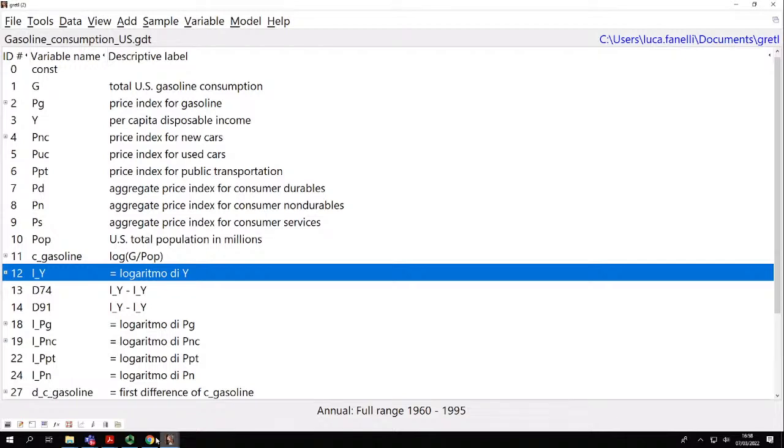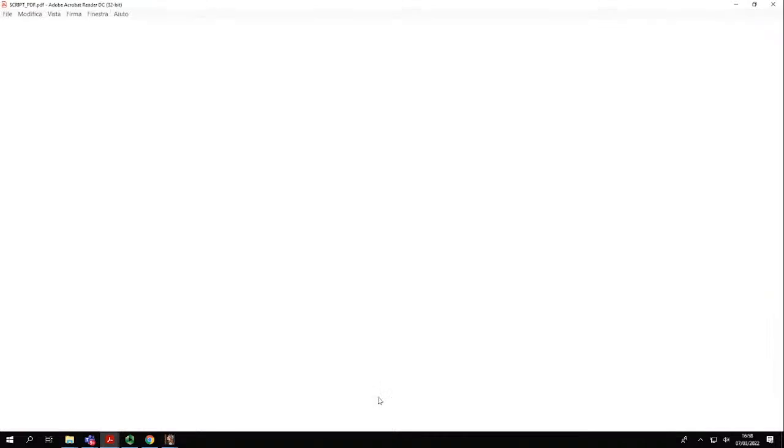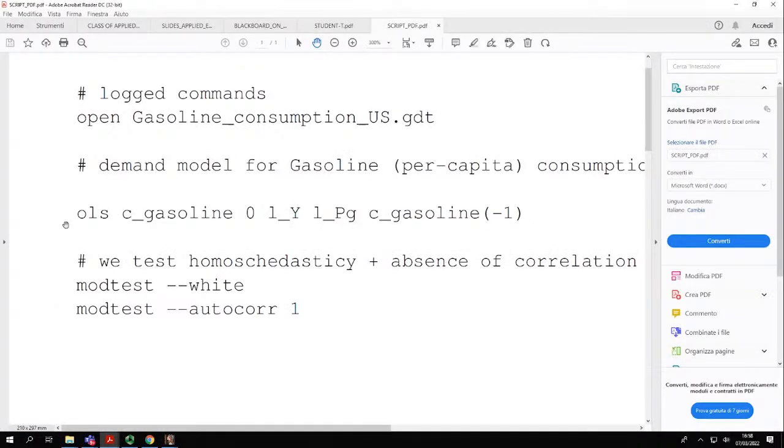Let me come back to the PDF file. In my model, what I estimated was per capita gasoline consumption over a constant, over the log of per capita income, as we said, and then, of course, the log of the price of gasoline. It's the main driver of gasoline consumption. And you can see I'm going to consider gasoline consumption in the previous year, so there is some autoregressive effect. That is, gasoline consumption in the previous year has some impact on gasoline consumption this year. So this is the model I have in mind.